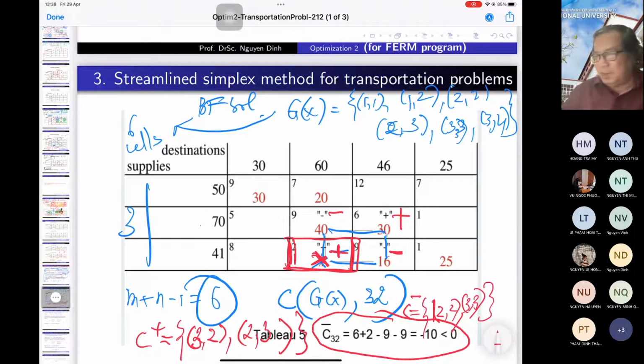Yes. So it's like that. If we insert one cell to the selected cell, it will create a cycle for you. With this cycle, you mark the cell you enter by plus, and then the other cells in the cycle are minus, plus, minus, like this. Then you have the set C plus, which is the set of all the plus cells, and you have C minus, the set of all minus cells. That's all.